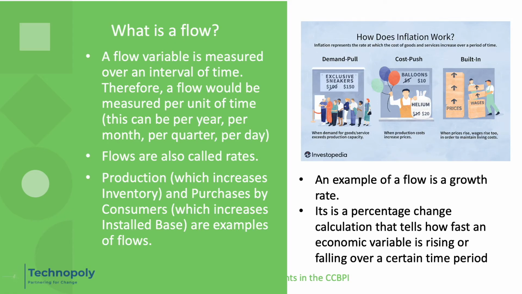A second important variable when we look at our system is the flow. A flow variable is measured usually over a limited interval of time. A flow can be measured in terms of per year, per month, per quarter, per day. Flows are also called rates. Examples of these flows or rates would be your production rate per day or the purchases by consumers per period. These rates contribute to an accumulation of inventory, or say installed base, or the number of customers that we have as of today.